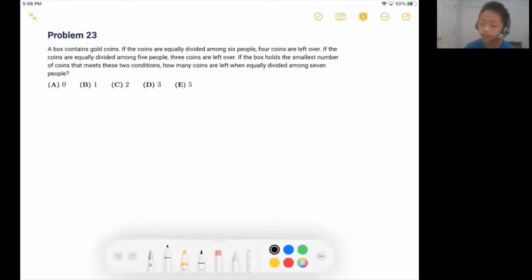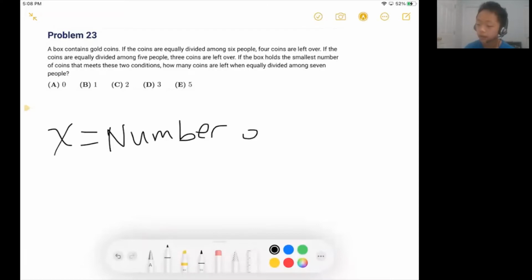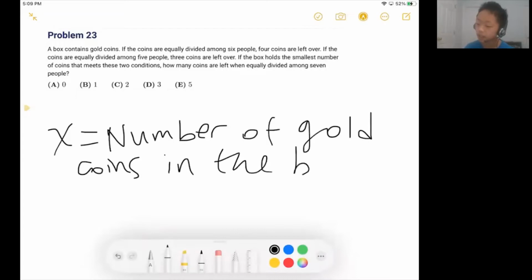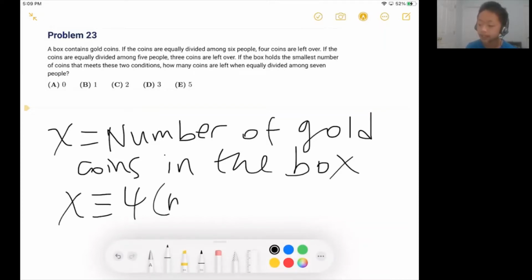Remember how modular arithmetic works. If you let x equal the number of gold coins in the box, then we can set up a system of congruences. The second sentence says if the coins are equally divided among 6 people, 4 coins are left over. Essentially, what that means is if we take the number x and divide it by 6, we get a remainder of 4. So in terms of modular arithmetic, x is congruent to 4 mod 6.